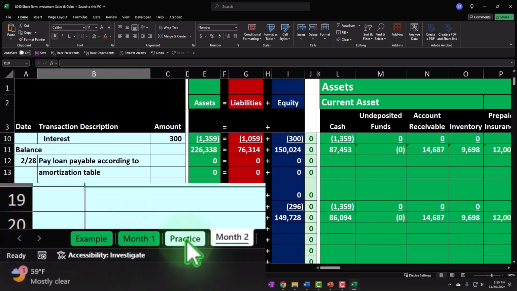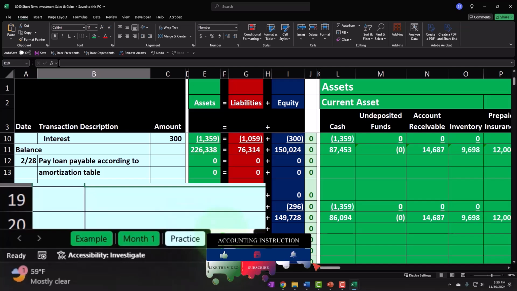Month 1, practice. Month 2, example. In essence, the answer key. Month 1 is the prior month of operations. We're currently working in month 2. The practice tab having pre-formatted cells so you could practice the practice problem with less Excel formatting.